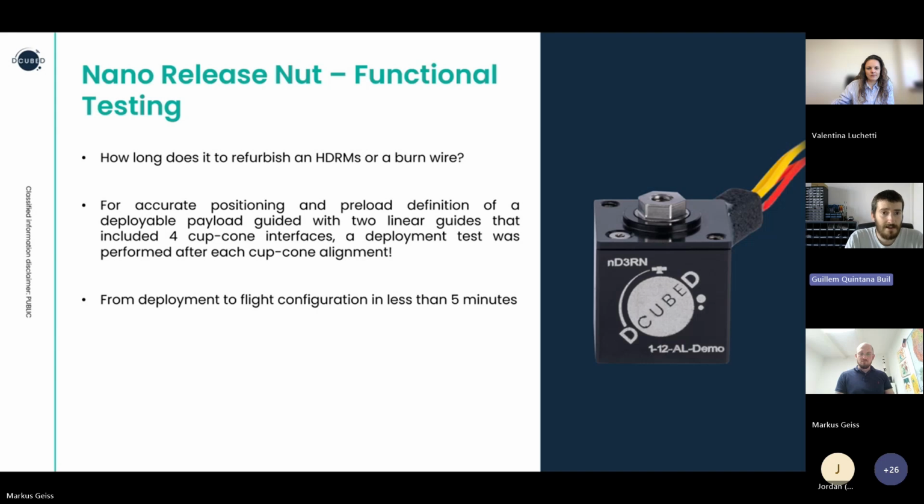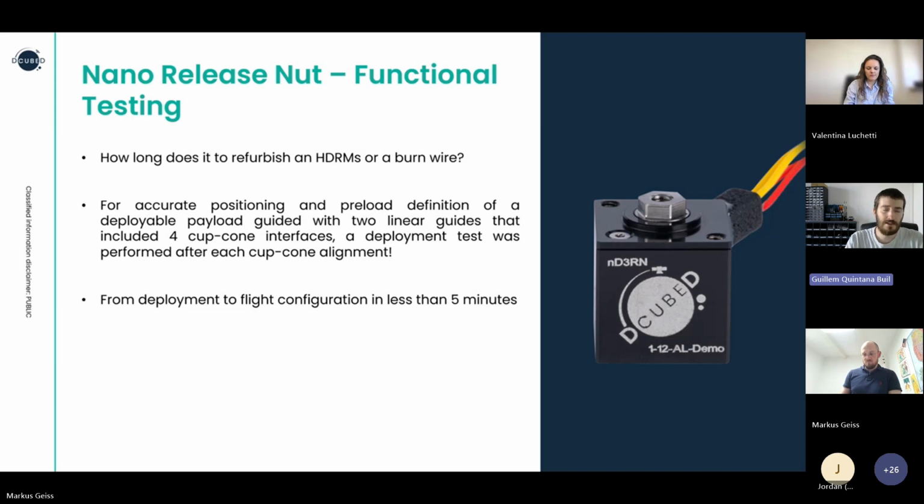We were discussing with a customer during a vibration test campaign, and they explained how they prepared the payload. It was a singular payload, a deployable that was going out of the satellite using two linear guides, and it had 4 cap cones for adjusting the preload and also for taking the launch loads. But what was more interesting was how they were adjusting the preload on each one of the cap cones and making sure that everything was aligned.